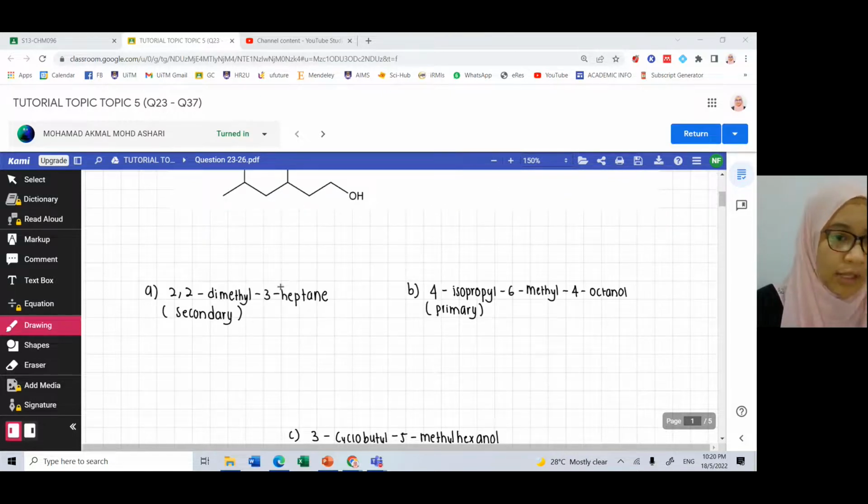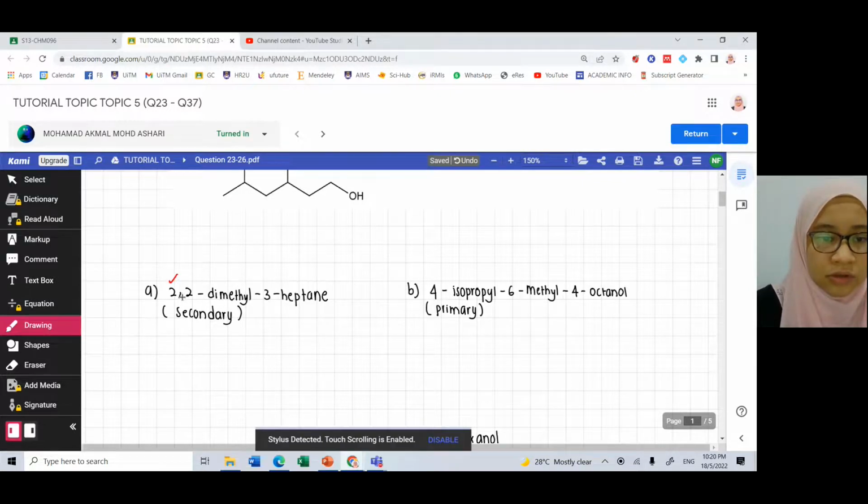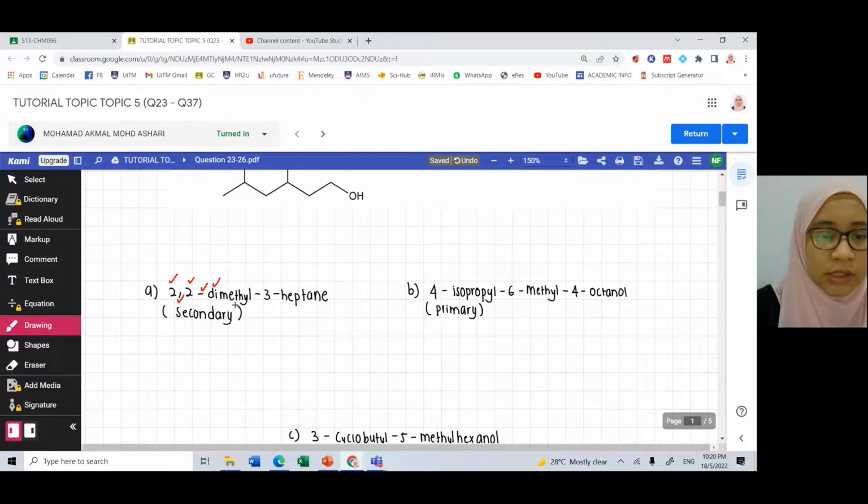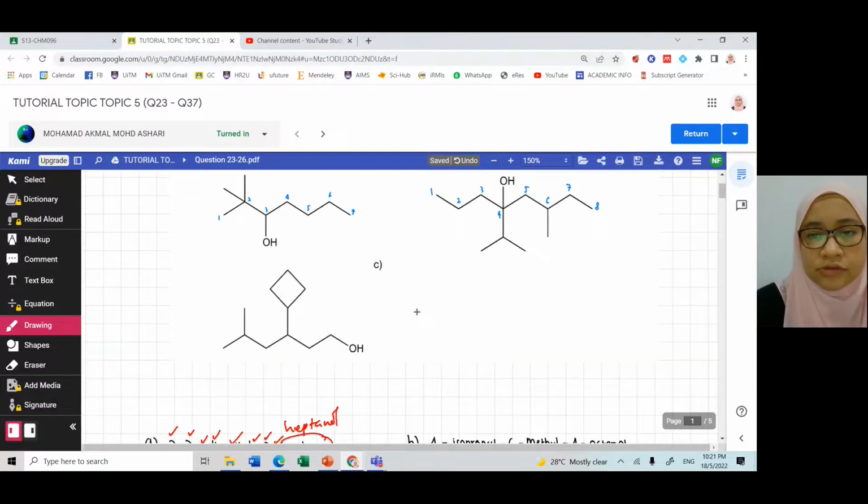So for E, the name is 2,2-dimethyl-3-heptanol, because we have two methyl groups. It is supposed to be heptanol because this is an alcohol. Then the classification of the alcohol: it is a secondary alcohol. So let's look at B.